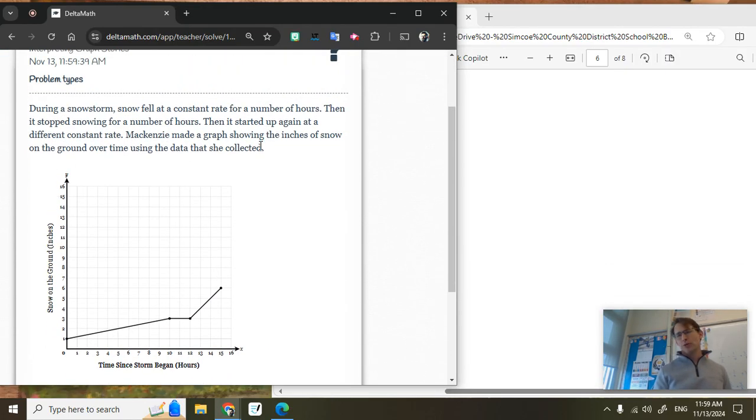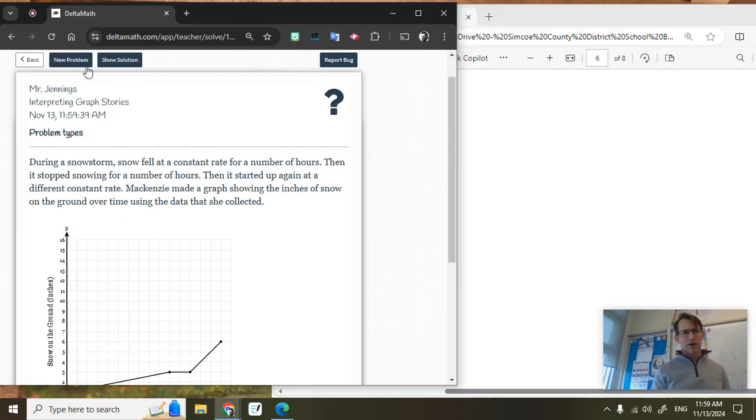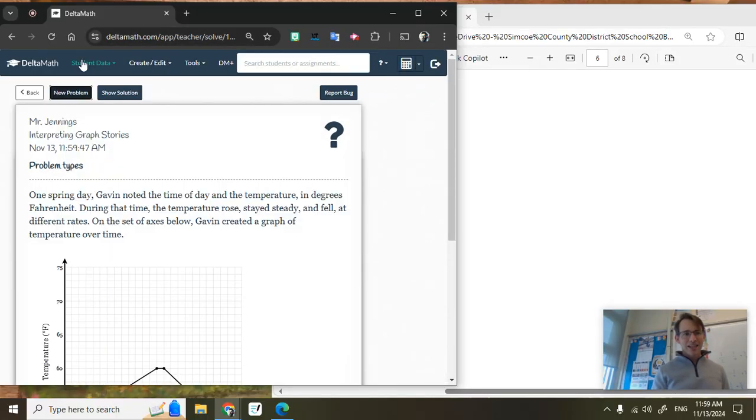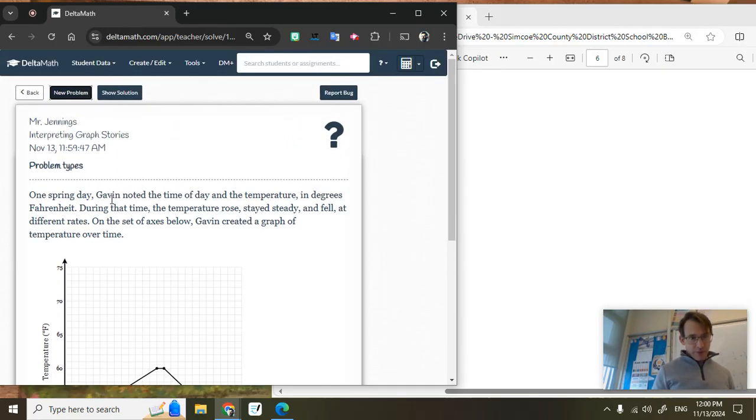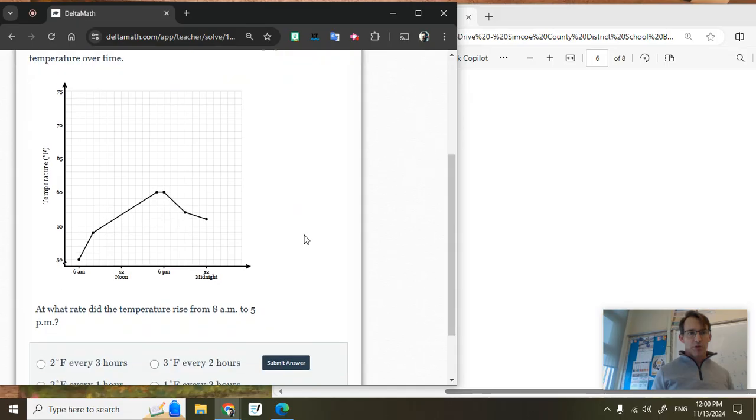So here we go. Another snowstorm. I think maybe there's not all snowstorms. On a spring day. Okay, there we go. Time of day and temperature. All right, so we notice that we're starting our temperature at 50 degrees. It goes up to 54. These are in Fahrenheit, so don't worry. People are not actually cooking outside. You could probably cook an egg on the sidewalk if it was 60 degrees Celsius on a given day. Okay, you surely could. Okay, Gavin notes the time of day and temperature in degrees. Temperature rose, stayed steady, and fell at different rates. So we have this graph of temperature over time.